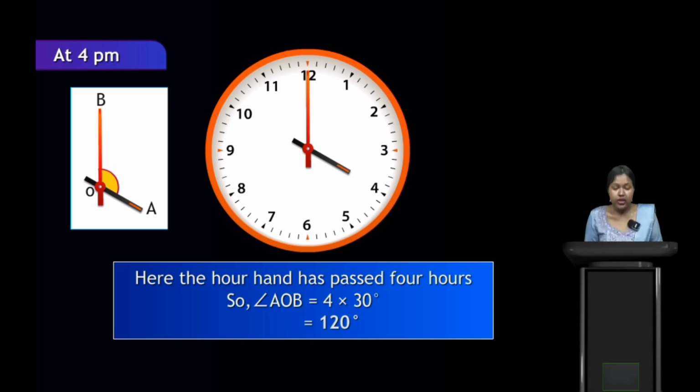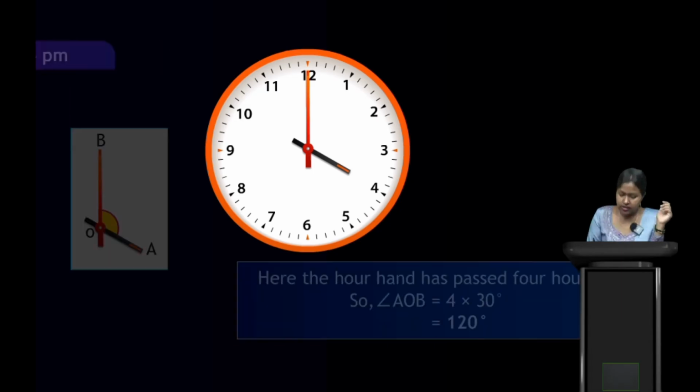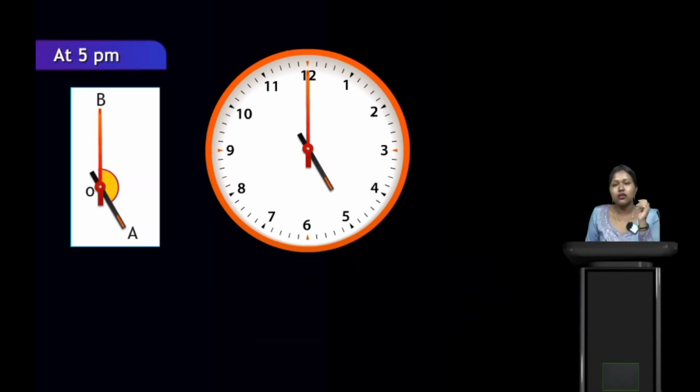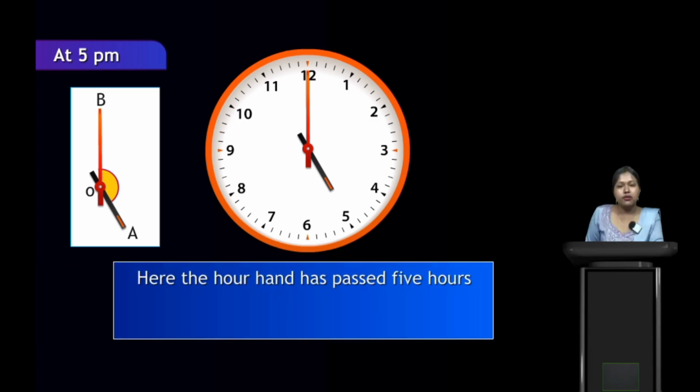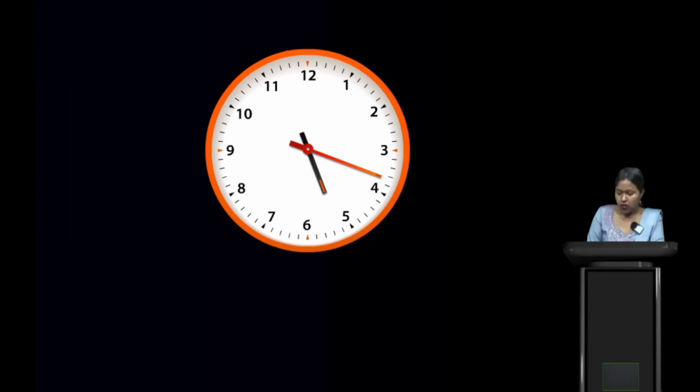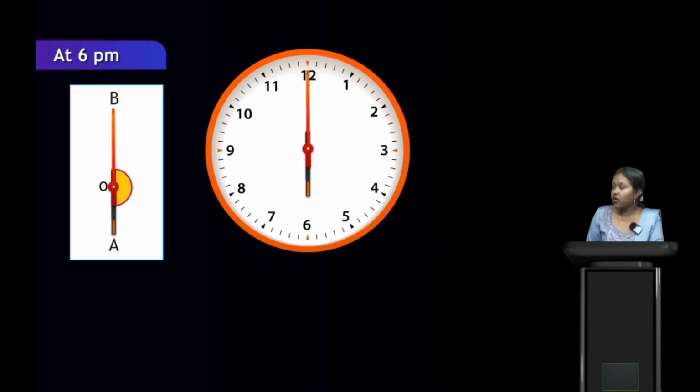But it is an easier process. How many times do we rotate 30 degrees? Total 4 times because it is 4 p.m. That means the answer will come as 120 degrees. Okay, let's see the next. Similarly, now suppose it is 5 p.m. So what would be your answer? Very good, my dear students. The answer will be 5 into 30, that means 150 degrees. Okay.